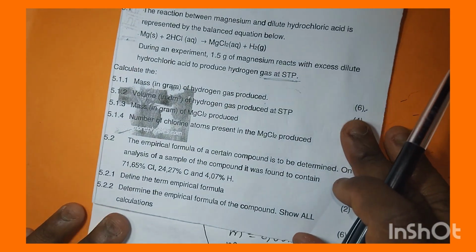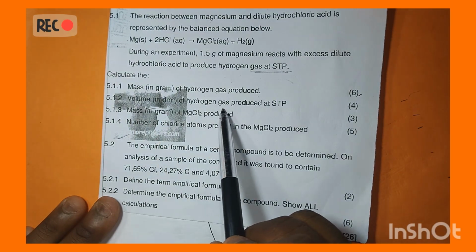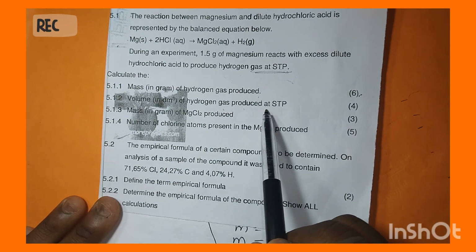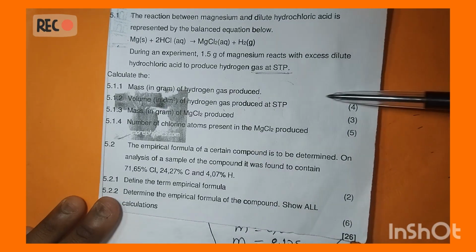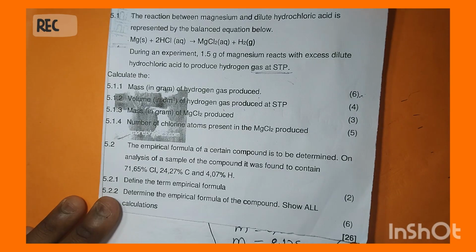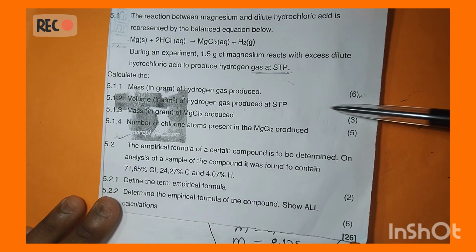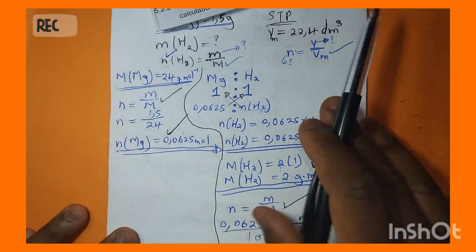The next question simply says: calculate the volume of hydrogen gas produced at STP, guys. If you do that question correctly, it will be easy for you to get this one right, because now this is what will happen there.